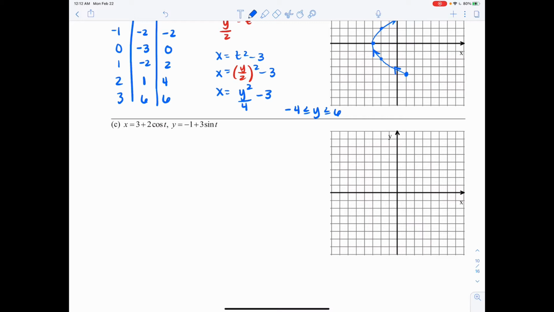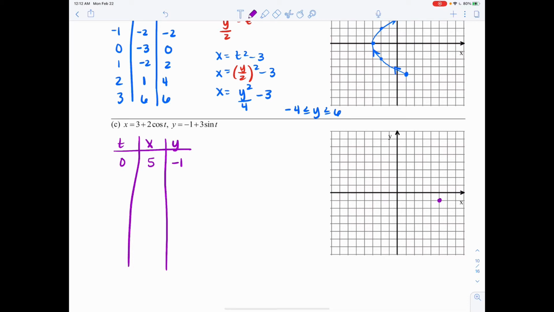So I gave you some trig. You can handle it. Let's plug in t and find x and y. Let's just see what happens. Let's start with 0. If I plug in 0, cosine of 0 is 1, 2 times 1 is 2, 3 plus 2 is 5. If I plug in 0, sine of 0 is 0, which is going to give me -1. So we're going to start at 5, -1.